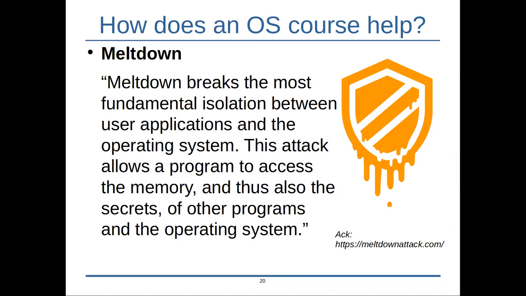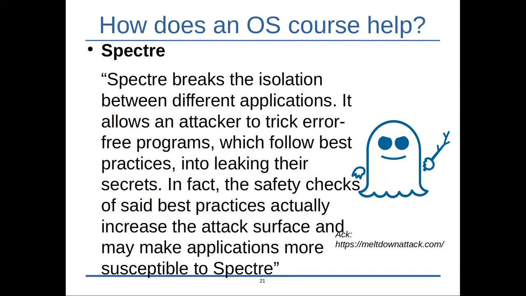So the Spectre bug. Spectre was announced simultaneously with Meltdown. It also breaks isolation between different applications. It allows an attacker to trick error-free programs which follow best practices into leaking their secrets. So imagine that. In fact, the safety checks of said best practices actually increase the attack surface and may make applications more susceptible to Spectre.